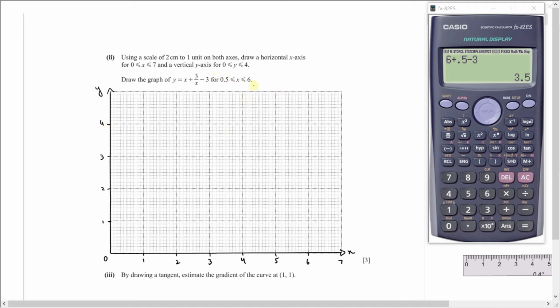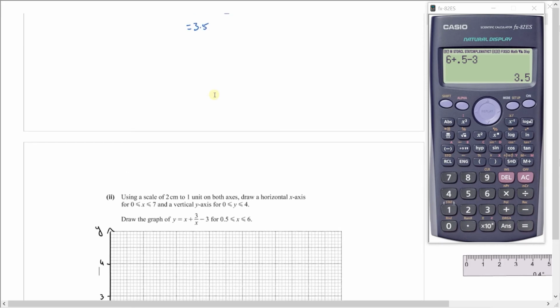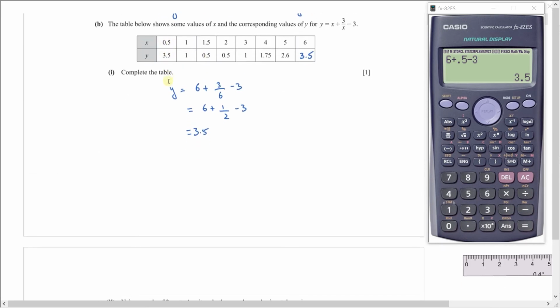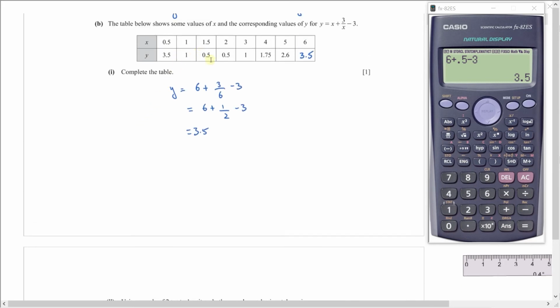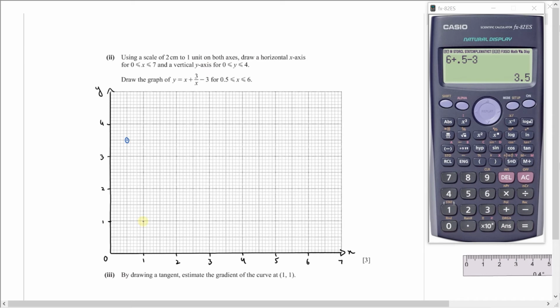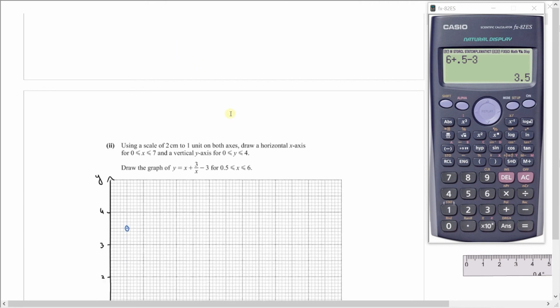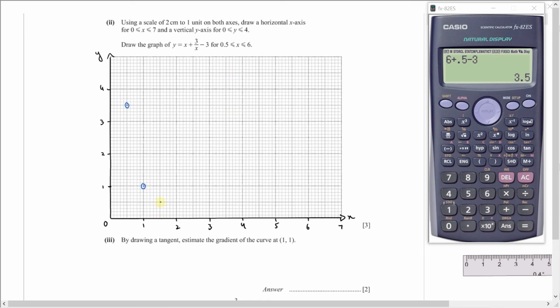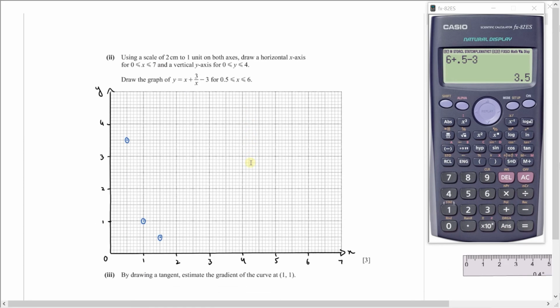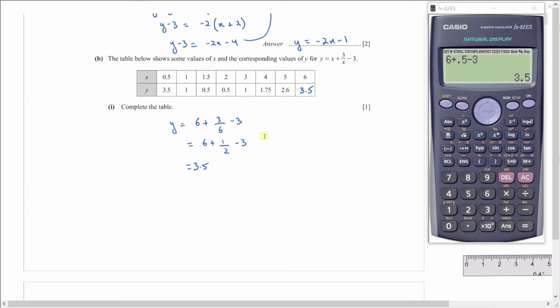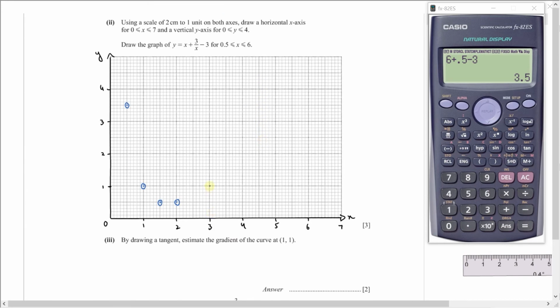Now you have to draw the graph of this equation. You have the table here. First value is 0.5 and 3.5. So 0.5 and 3.5 will be this value. Then you have 1, 1, which will be this. Then you have 1.5 and 0.5, this. Then you have 2 and 0.5, this. 3 and 1 will be this.